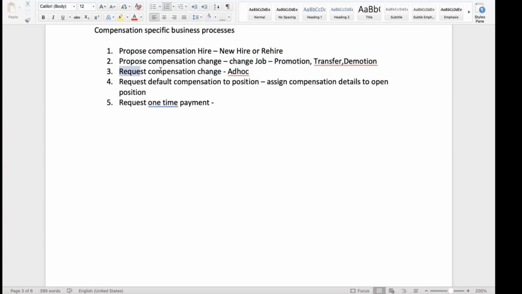Request compensation change is on an ad hoc basis. What do you mean by ad hoc? As of sudden. In the sense, sometimes, a good example is retention. Employees are leaving the organization, and you want to give some ad hoc compensation, ad hoc salary hikes, or remove certain compensation plans for an employee, or increase some salaries. So we will use request compensation change. Very powerful business process.